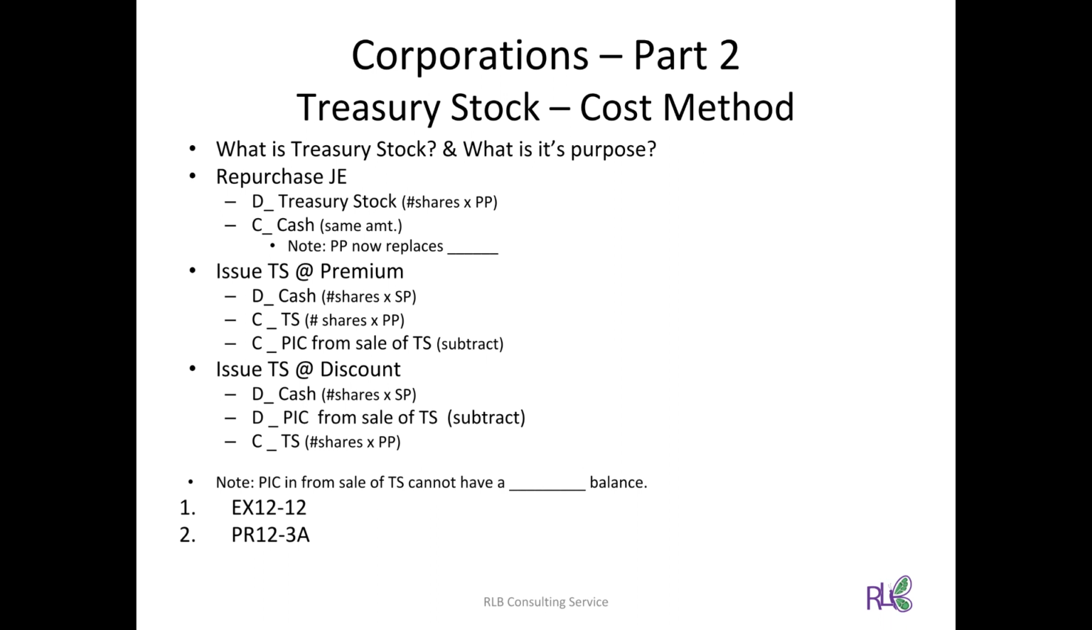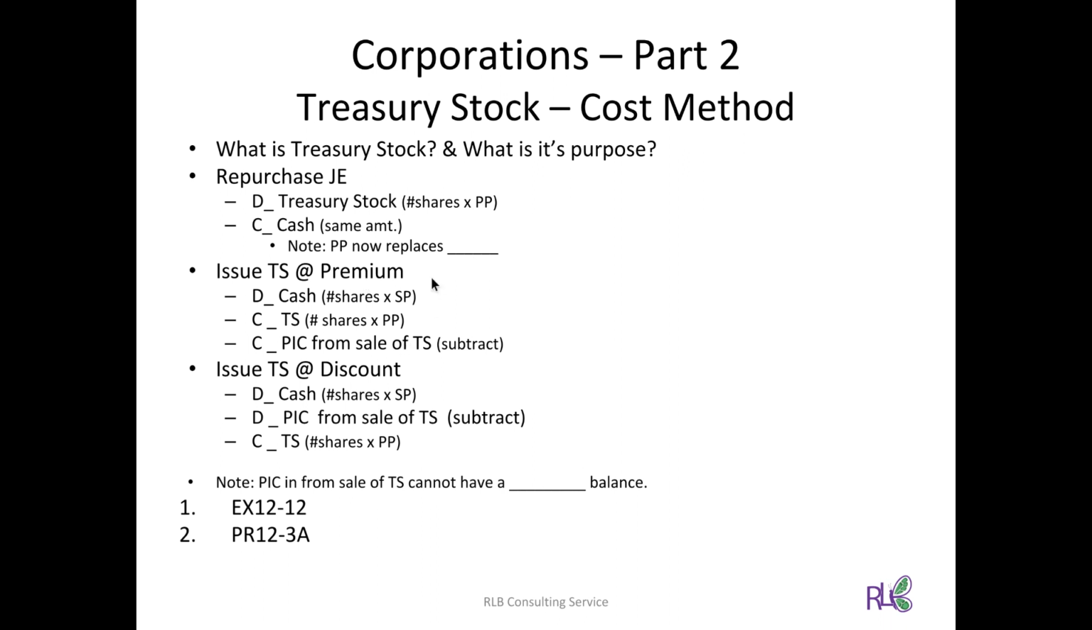So when we repurchase, the JE, journal entry, we're going to debit treasury stock and we're going to credit cash. And it's going to be whatever the purchase price is times the number of shares. That's what you see here. PP is purchase price. Purchase price now replaces par. So where before with common stock and preferred stock, you determine if you had a premium or a discount based on par, now you use the purchase price, the PP, to determine if you have a premium or a discount.